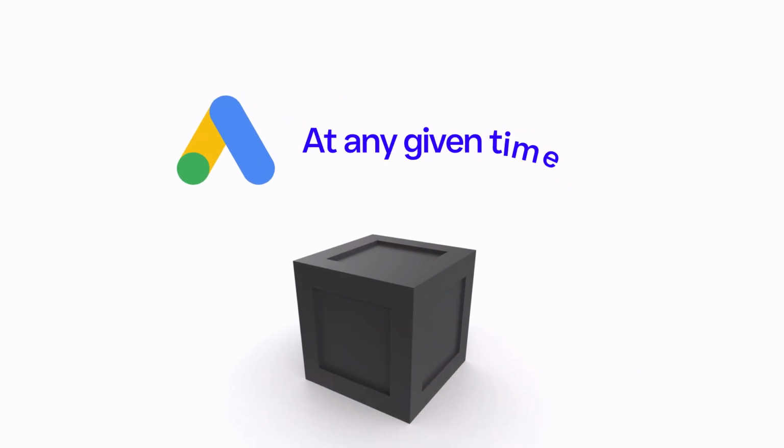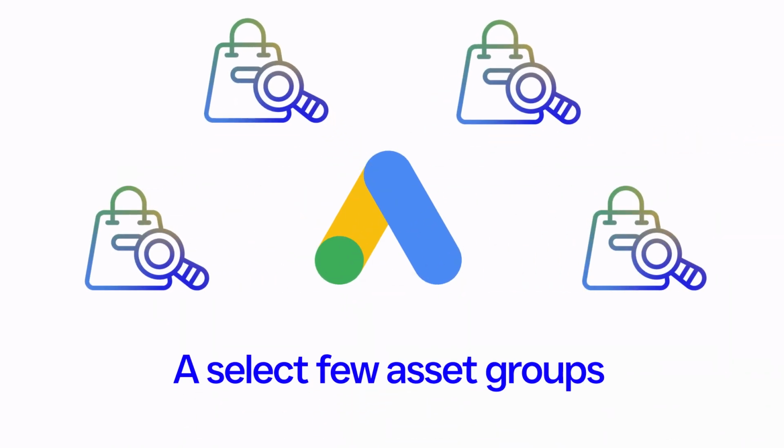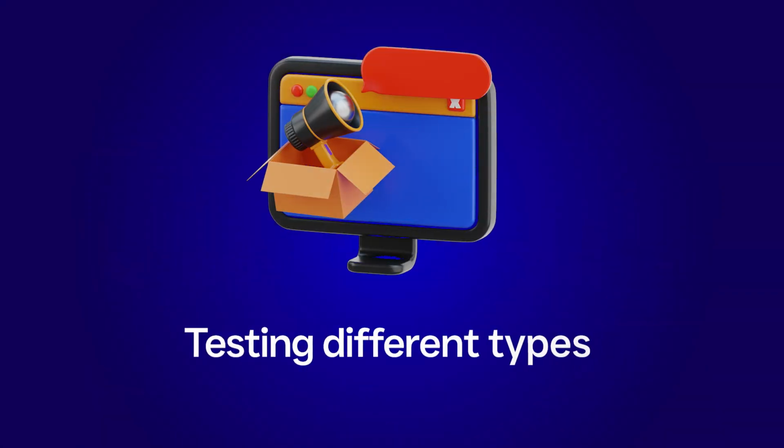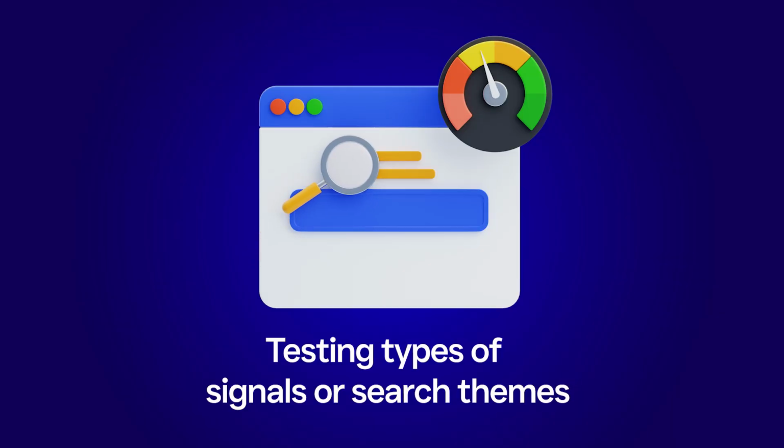Now, you may see your own team members doing this. You may see your own freelancers within your Google Ads account doing this, where they're treating the asset group section of a PMax campaign as a black box, where they may have only one approach going on at any given time, or maybe a select few asset groups where there's really no major different intention behind these asset groups besides maybe testing different sub collections of your products, or just maybe testing different types of signals or search themes.